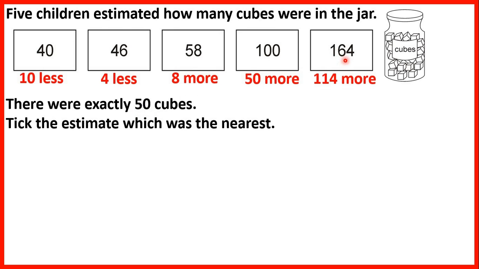100 is 50 more than 50. And 164 is a lot more. That's 114 more than 50, because if we subtract 50 from 164, we'll get 114. So the closest estimate was 46, because that's only 4 less than the actual number, only 4 less than 50, and all of our other estimates have a difference of more than 4.